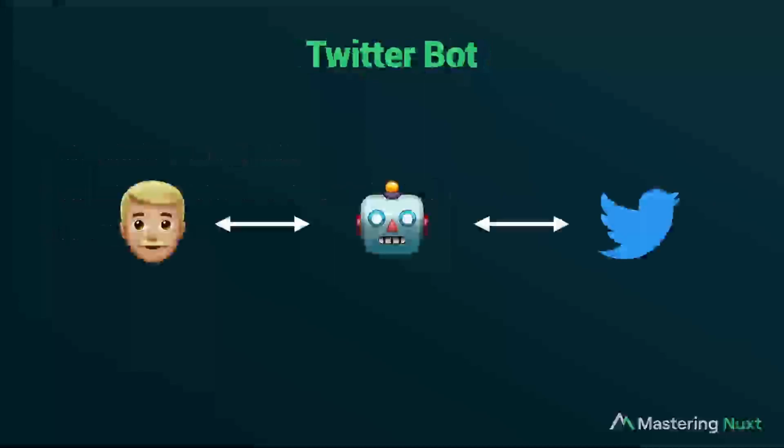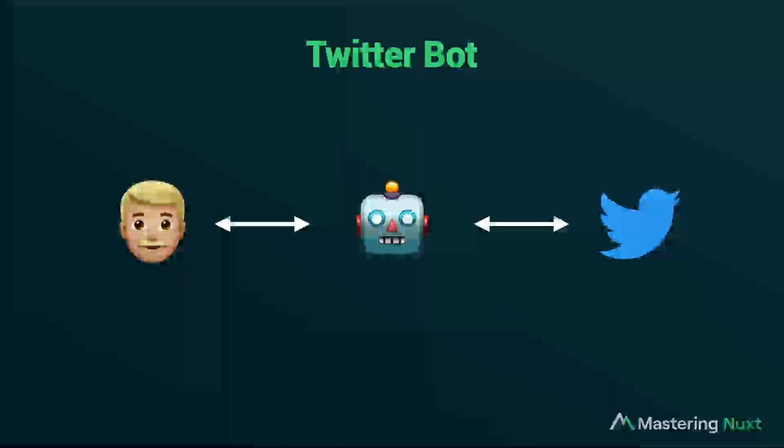So let's imagine that we are trying to build ourselves a Twitter bot. On the left, we've got the user, myself here, and I'm going to interact with the bot. I'm going to set it up, configure it to post hourly or daily or whatever it is that I want to do. And then that bot is going to interact with Twitter and do all the posting on my behalf.